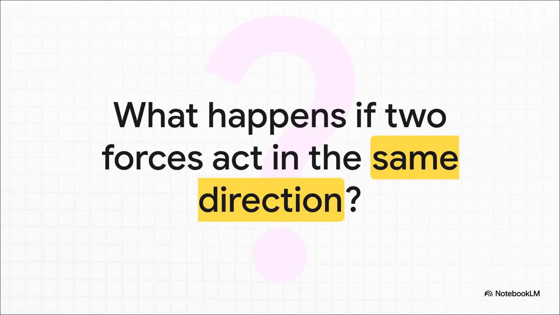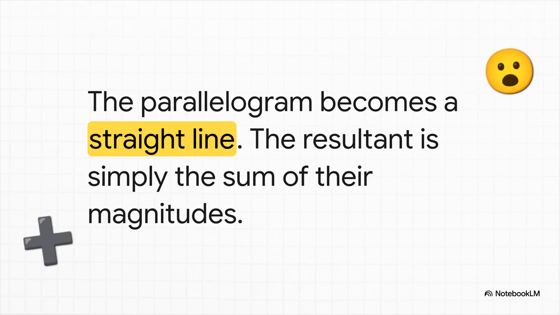Okay, let's think about a special case. What if both of your forces are pulling in the exact same direction? What does our parallelogram look like then? Well, it's a kind of funny thought experiment. The parallelogram basically gets squashed flat into just a single straight line. And in that case, the resultant is just the two forces added together. 10 newtons plus 5 newtons is 15 newtons in that same direction. The law still holds up, it just becomes simple addition.